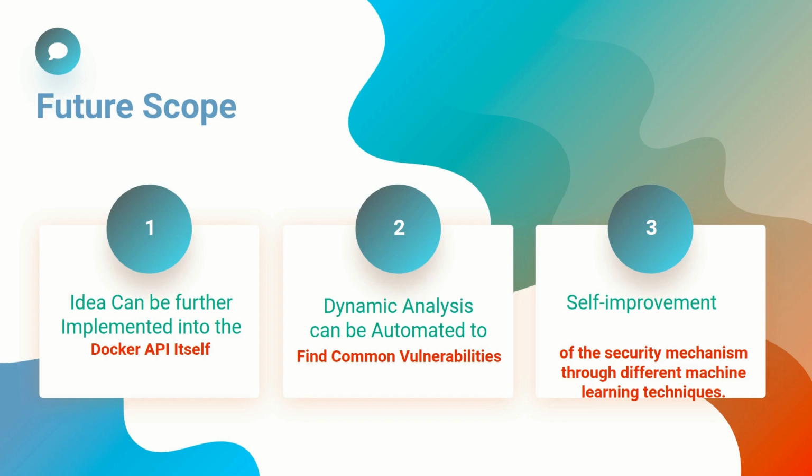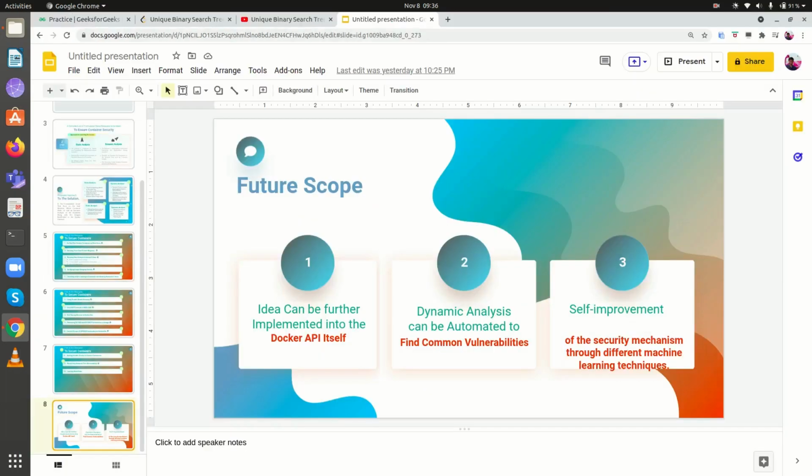Furthermore, dynamic analysis can be automated to find common vulnerabilities, like I mentioned before, by keeping it in CI/CD pipelines. And lastly, self-improvement of the security mechanism through different machine learning techniques can be made. This can help us in terms of checking the resource usage of the containers, or finding some common vulnerabilities, for which a machine learning model can be trained based on the previous existing data.